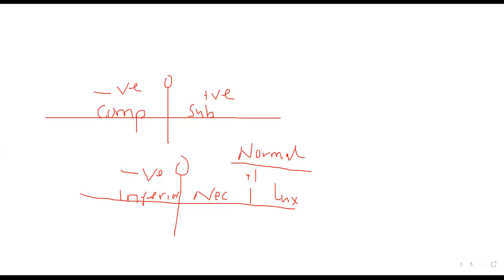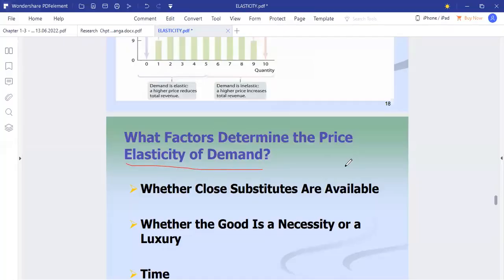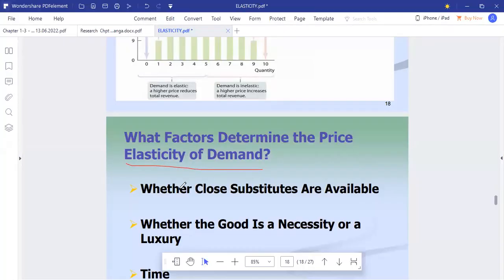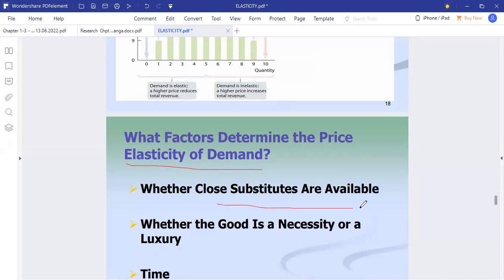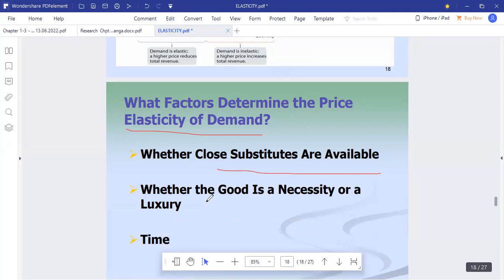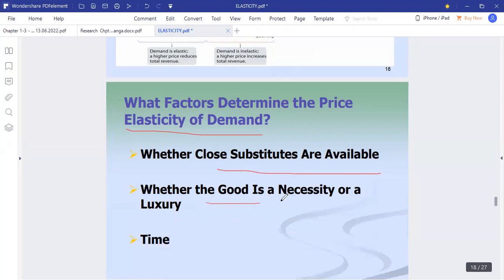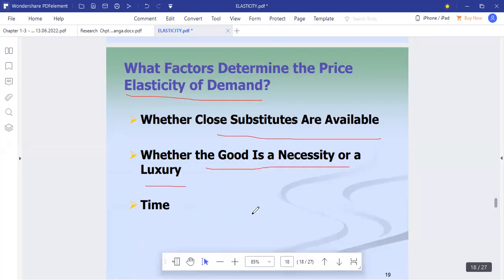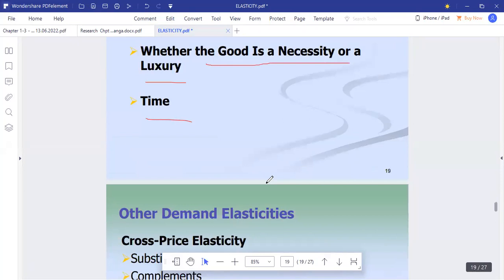Is that clear? So what are the factors that affect elasticity of demand? Number one, close substitutes. If there are close substitutes available, then you have also whether this good is a necessity or a luxury. Time also affects your elasticity of demand.